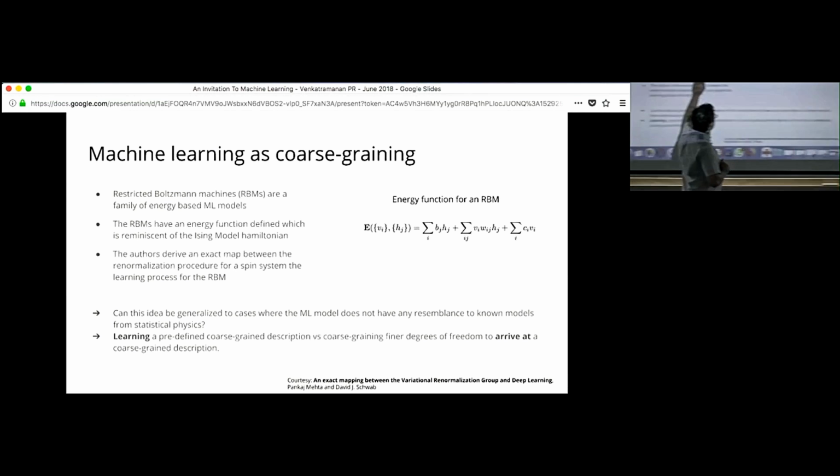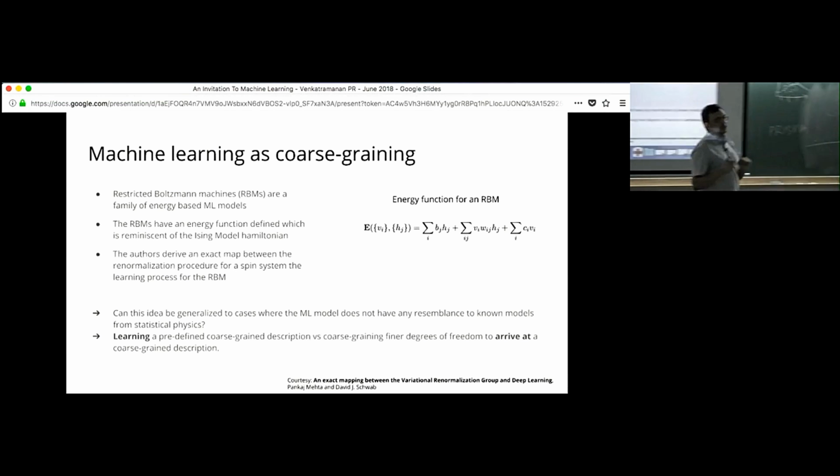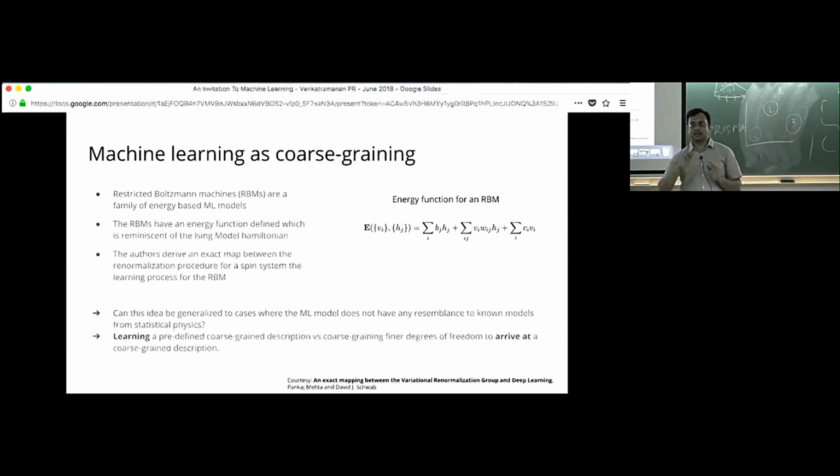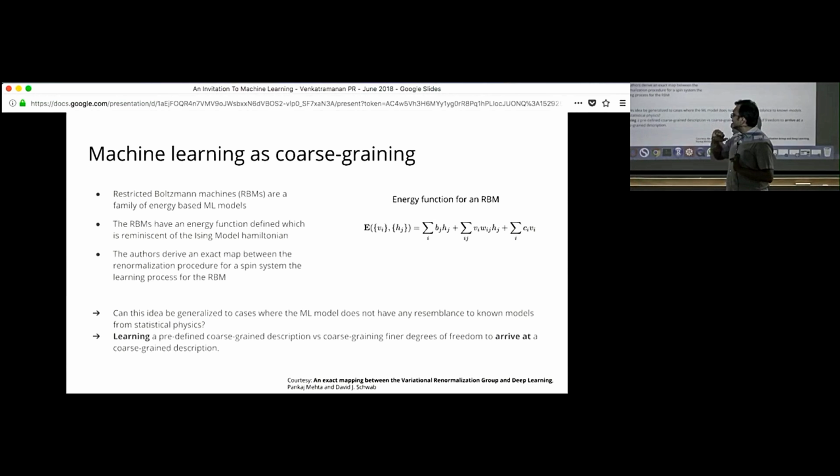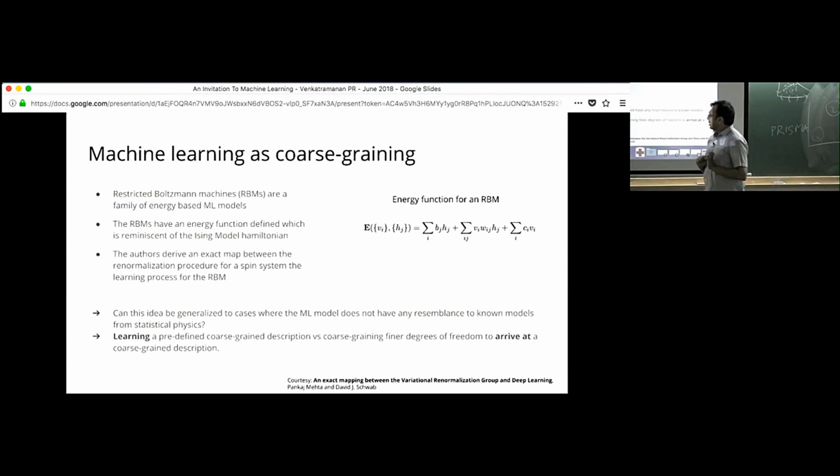A couple of caveats there. This RBM, or restricted Boltzmann machine, is defined using an energy functional that is very similar to the Ising model kinds, right? So it was not surprising that it was possible. In general, any machine learning algorithm cannot be expressed using such energy functions. So that was one thing, and the second thing is more generic than that.